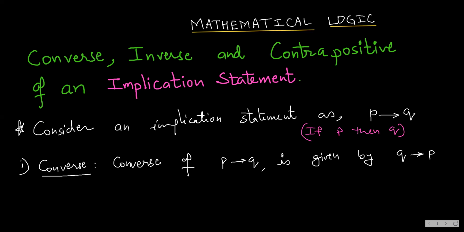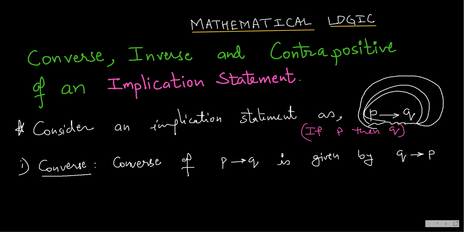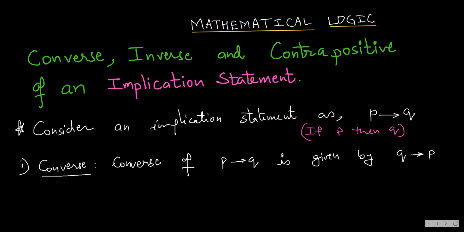It's very important that you understand converse, inverse, contrapositive, they all arise from a given implication statement. So first there has to be some given implication statement. Only then you can begin with its converse, its inverse, its contrapositive. So I am given the statement P implies Q. I will write converse of P implies Q, inverse of P implies Q, contrapositive of P implies Q. So converse of P implies Q is given by Q implies P.